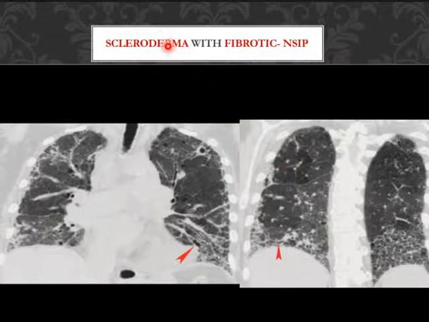This is a case of scleroderma, complicated by fibrotic nonspecific interstitial pneumonitis. We see basal reticulation, ground glass opacification, and areas of traction bronchiectasis.